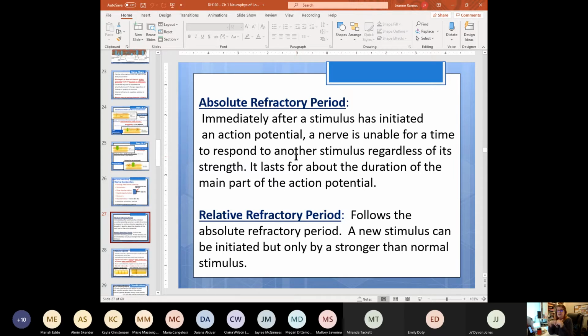So the relative refractory period is going to follow that absolute refractory period. It's when a new stimulus can be initiated, but only if it's stronger than normal. So right after that millisecond where it can't, let's say it took a second to go ahead and hit again. Then as long as it's after the 1 millisecond, you could feel that second one, but only if it's stronger than the first one, if someone popped you and then popped you again.